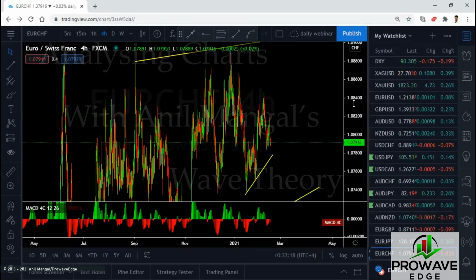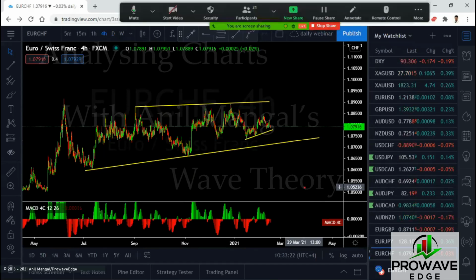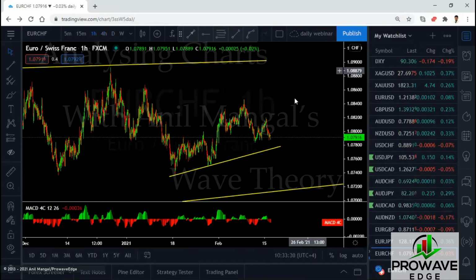Euro Swiss. Still going sideways and still looks like it's going to come down. So there might be a chance for this to drop here now that we have 2 flags in the making. We have a correction. There's a flag in the making. Well, you have one that we're just breaking out of right now. This one.